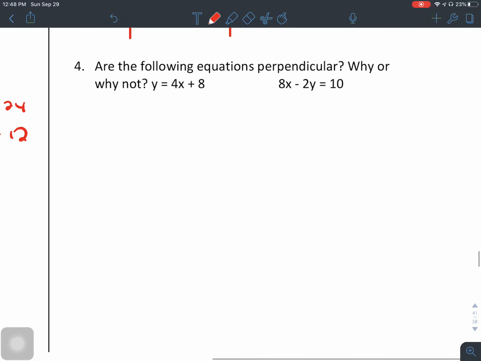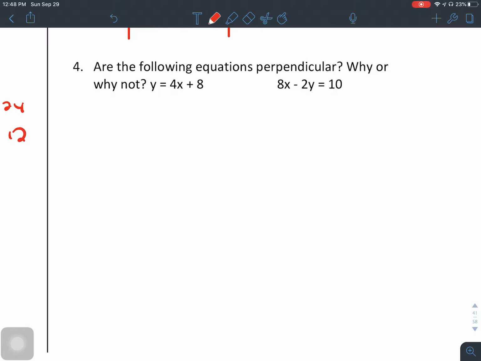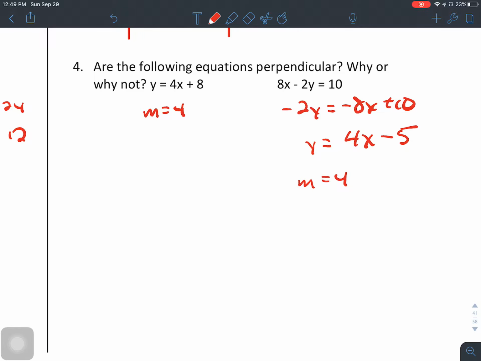Number 4, are the following equations perpendicular to each other? Why or why not? Just like the other one, we want to figure out what these slopes are. We want to get them in slope-intercept form. This first one is already in slope-intercept form. Its slope is 4. The second one, if we subtract 8x from both sides, then divide each term by negative 2, we get this equation. Its slope is also 4.